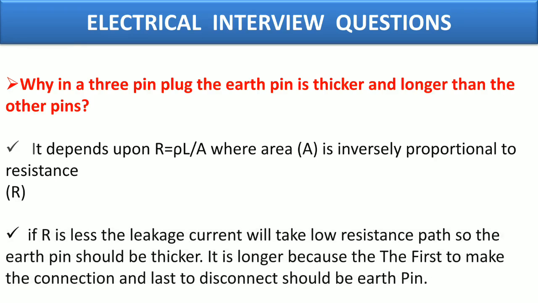If R is less, the leakage current will be low and the leakage current will take the low resistance path, so the earth pin should be thicker. It is longer because the first to make the connection and the last to disconnect should be the earth pin.